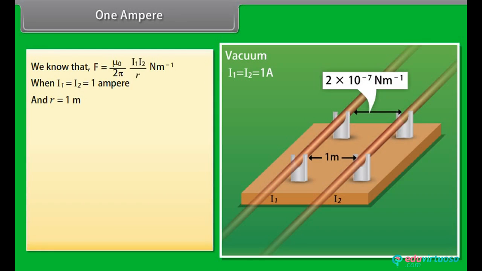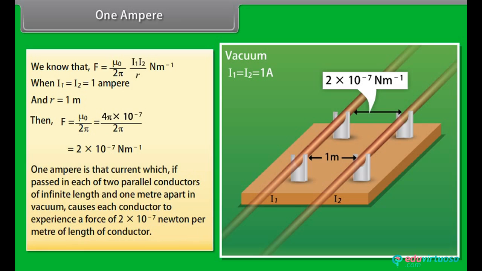We know that F is equal to mu naught upon 2 pi multiplied by I1 I2 upon r, when I1 is equal to I2 is equal to 1 ampere and r is equal to 1 meter. Then the value of F is equal to 2 into 10 raised to the power minus 7 newton per meter. Therefore, 1 ampere is that current which, if passed in each of two parallel conductors of infinite length and 1 meter apart in vacuum, causes each conductor to experience a force of 2 into 10 raised to the power minus 7 newton per meter of length of conductor.